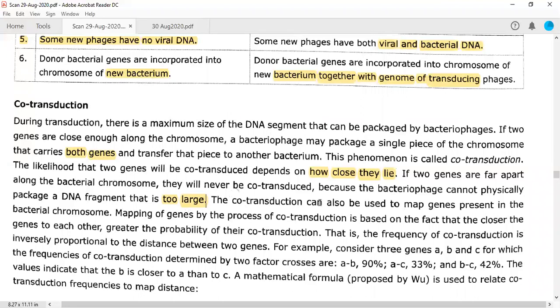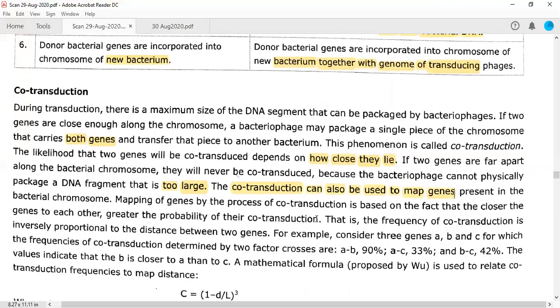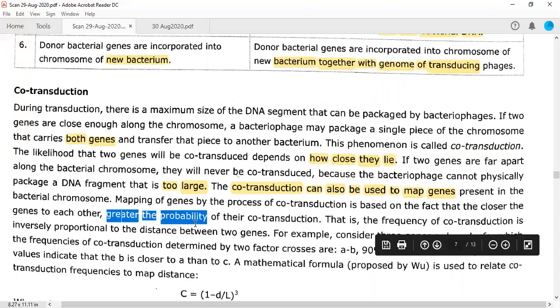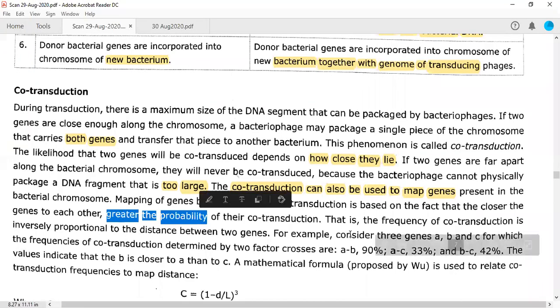So co-transduction can also be used to map genes. Now, what is the benefit? It is generally used to map genes. If two genes are present together, they can be co-transduced. Mapping of genes by this process of co-transduction is based upon the fact that they are closely present to each other, and there is a greater probability of co-transduction if they are close to each other.